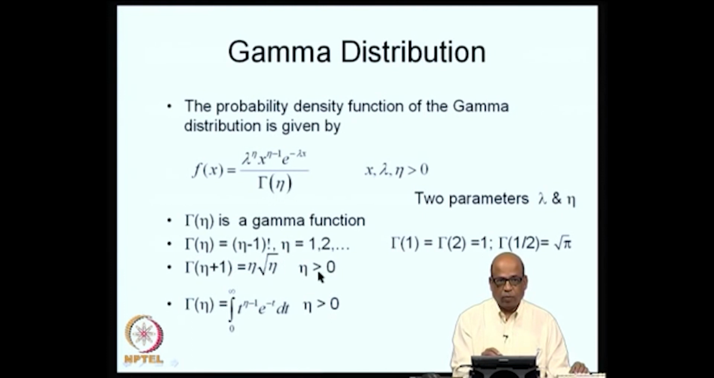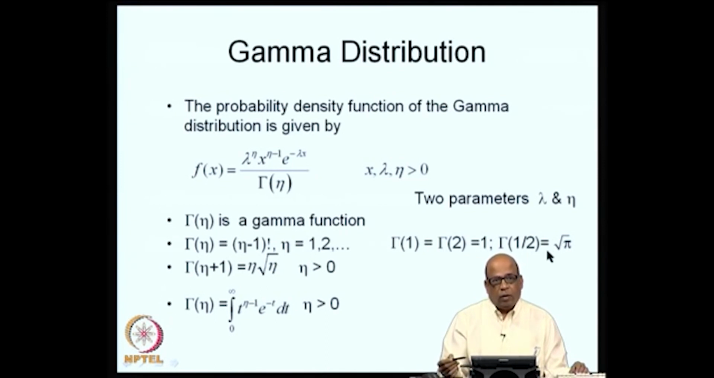There is no restriction that eta should be integer here, and the definition of the gamma function is the integral from 0 to infinity of t to the power eta minus 1, e to the power minus t dt, eta greater than 0. I would encourage you to go to engineering mathematics books and revise your knowledge about the gamma function. Some interesting results on the gamma function: gamma 1 is equal to gamma 2 is equal to 1, which follows from this relationship here, and gamma half is equal to root pi.